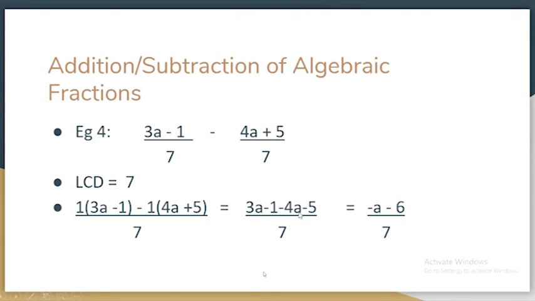And now we simplify. Remember, only like terms can be added. 3a minus 4a, signs are different. And so we are going to subtract. So 4 minus 3 will be 1. And the one with the bigger sign is negative. So it's negative a. It's 4a. Negative 1 and negative 5.